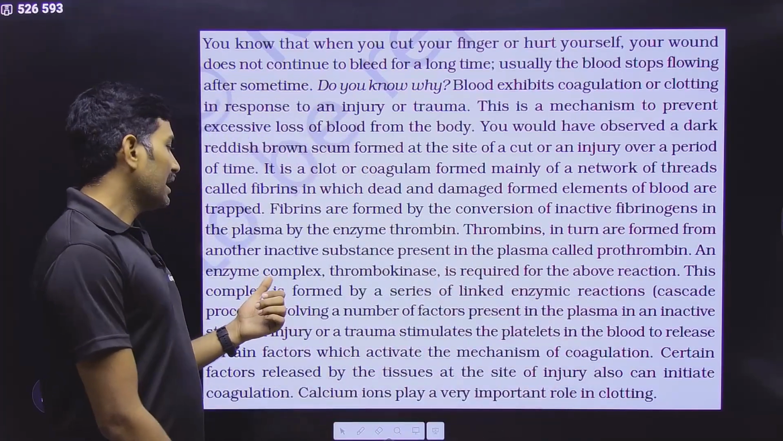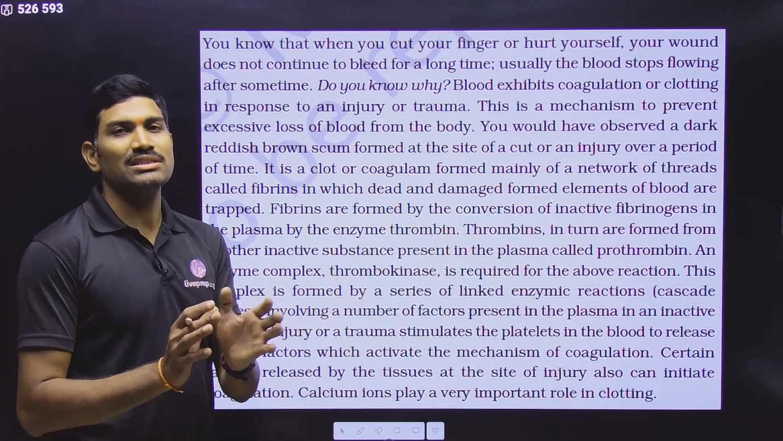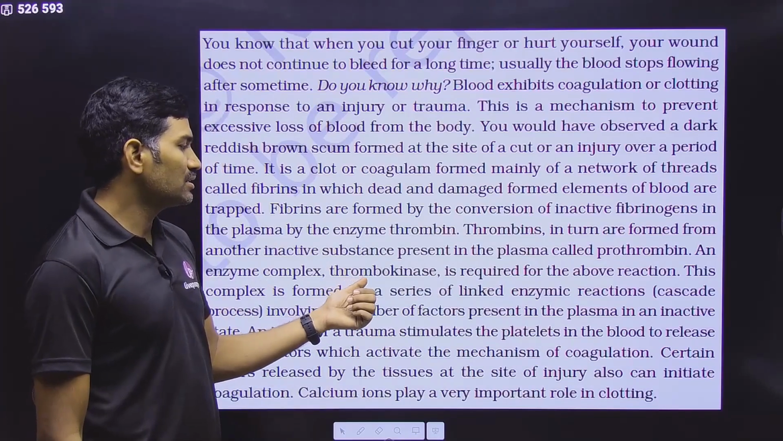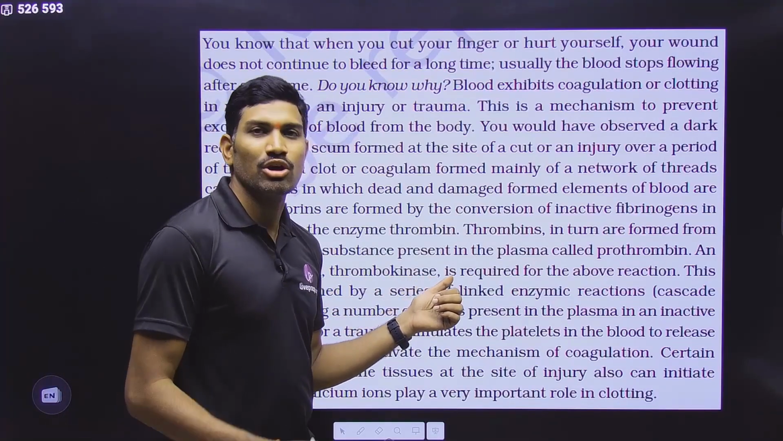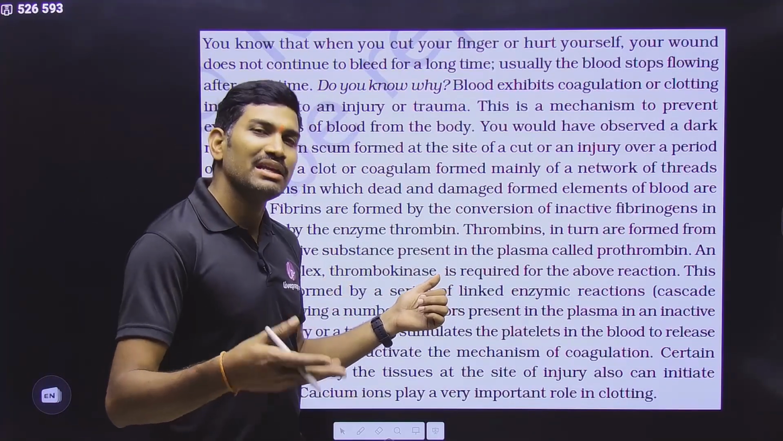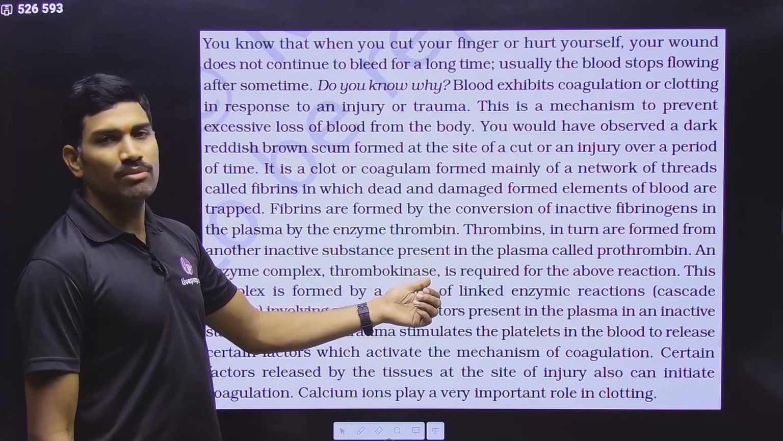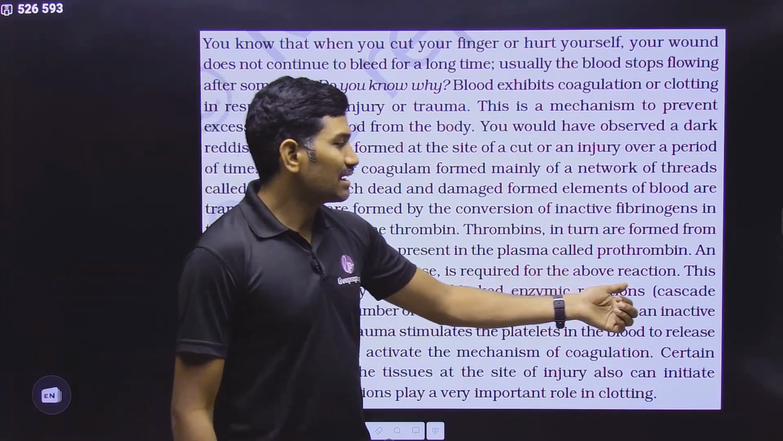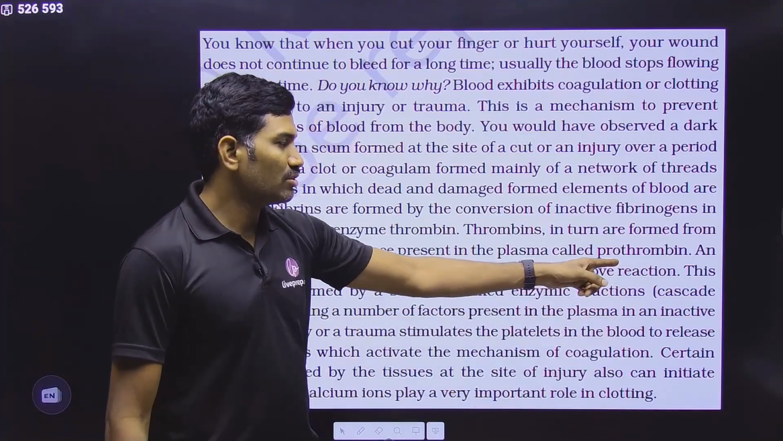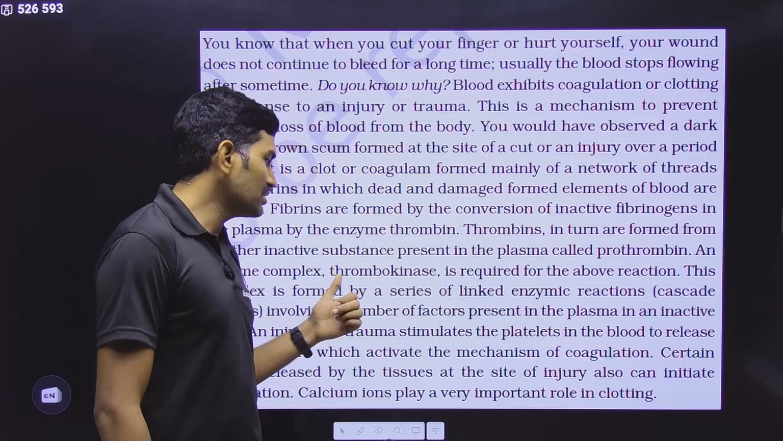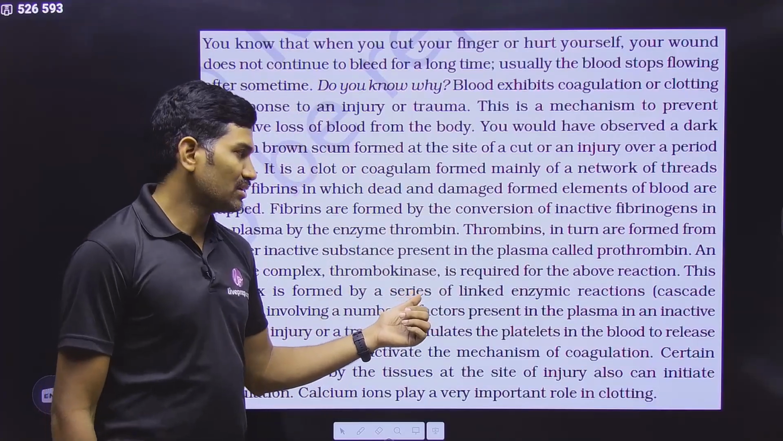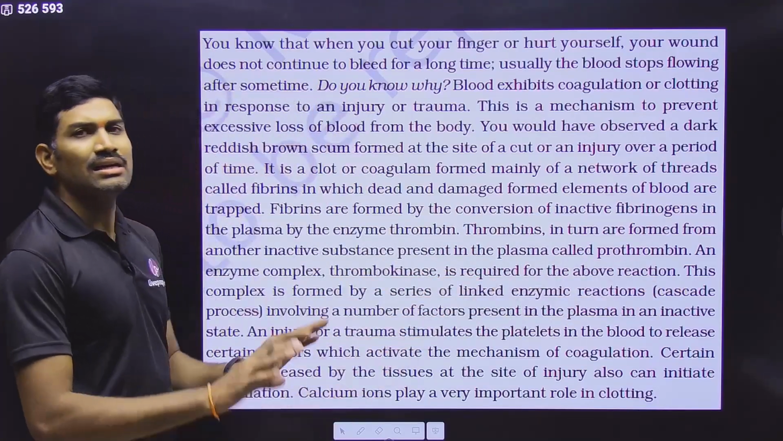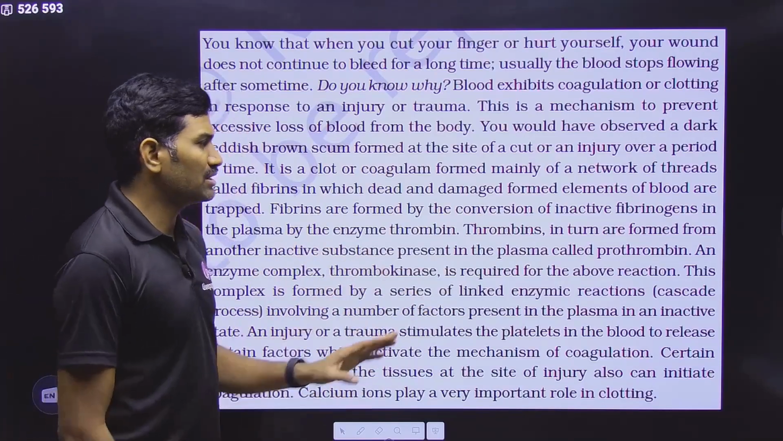Next one. An enzyme complex. This is a complex. It has different components in it. That is called thrombokinase. You can also call this prothrombinase. You can call it either, no problem. So thrombokinase or prothrombinase is required for the above reaction. That means for the conversion of prothrombin into thrombin, you need this thrombokinase or prothrombinase. That's it. Under the reactions, they are mentioning only these reactions.